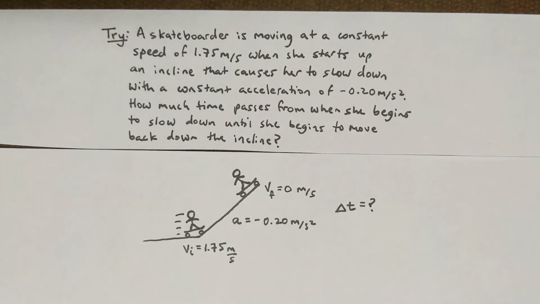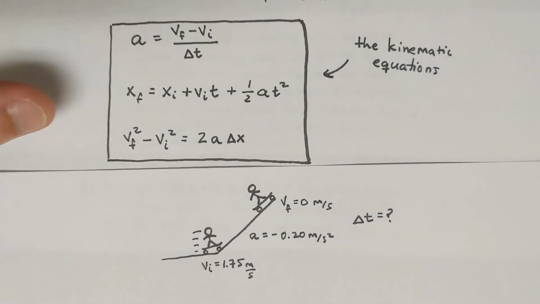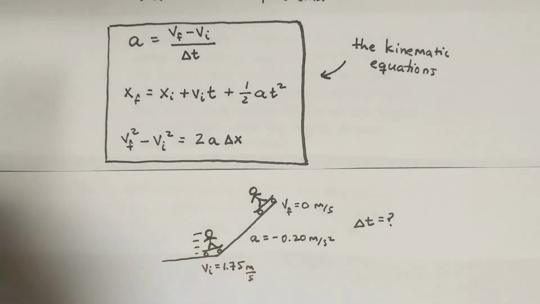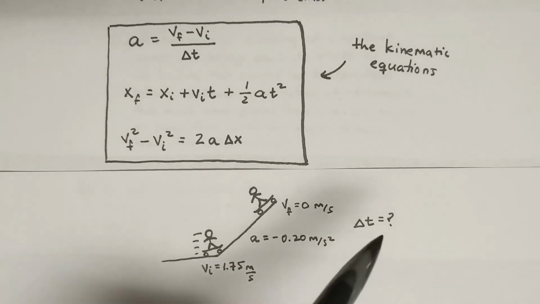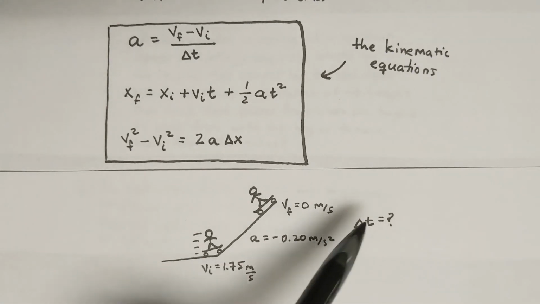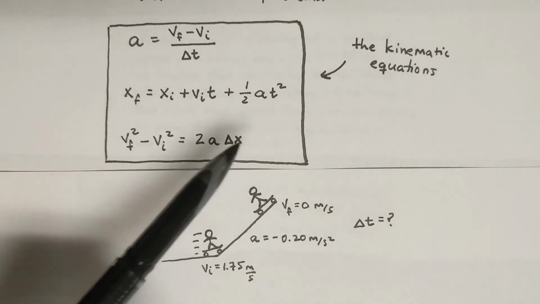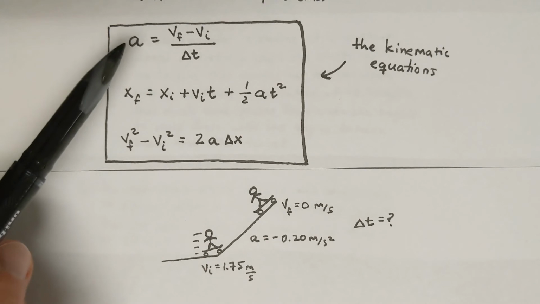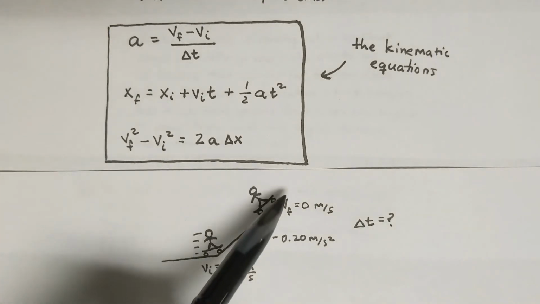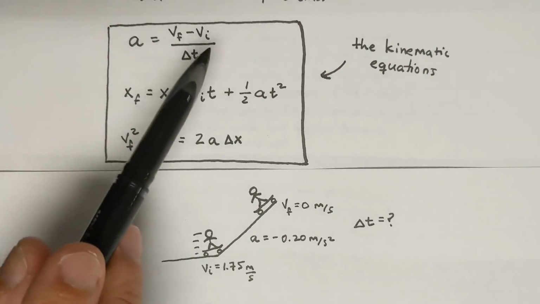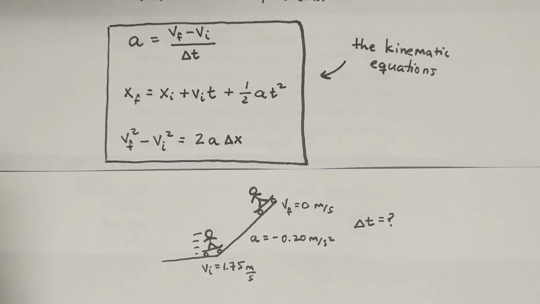So now we need to decide which of the equations we should use. Take a moment to look. We're looking for an equation that has all these pieces of information that we can substitute in, and then we'll be left with the one piece that we're missing, which is the time. The last equation does not have time in it, so this is probably not the correct one. So we're between the first equation and the second equation. Let's take a look. Acceleration, final velocity, initial velocity, change in time. It looks like the first equation is the most appropriate for this problem.